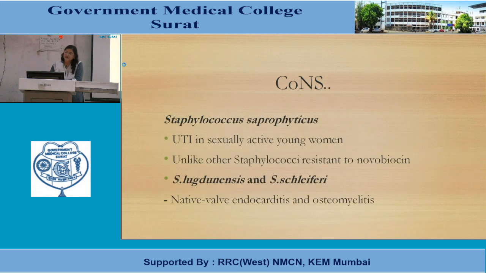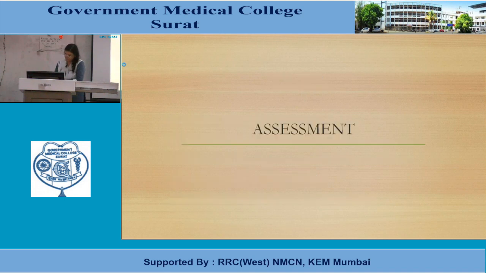Another CONS is Staph saprophyticus. It causes urinary tract infection in sexually active young women. Unlike other staphylococci, saprophyticus is resistant to novobiocin. So by this property also we can differentiate it from other staphylococci. And the others, lugdunensis and schleiferi, again cause native valve related endocarditis and osteomyelitis. So that is all about the staphylococci.